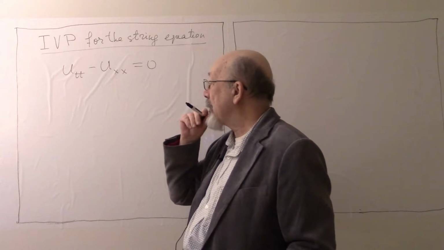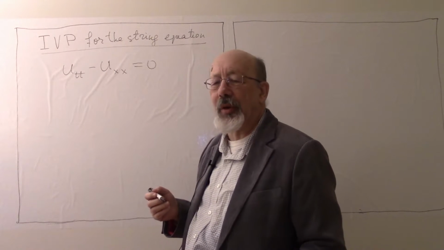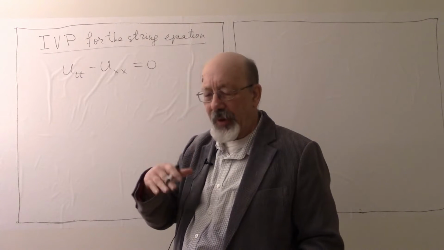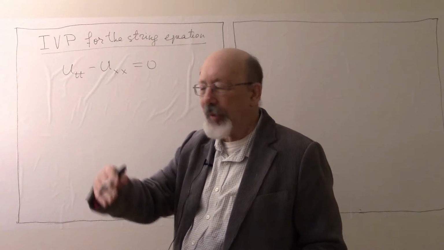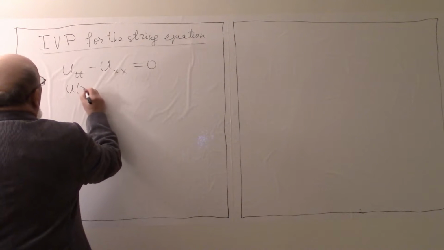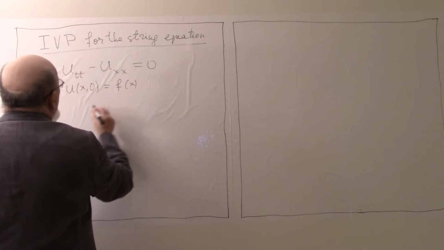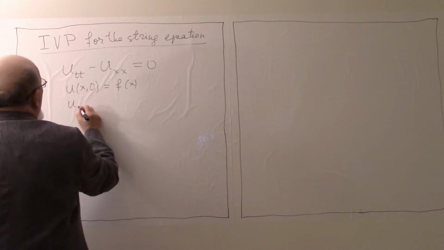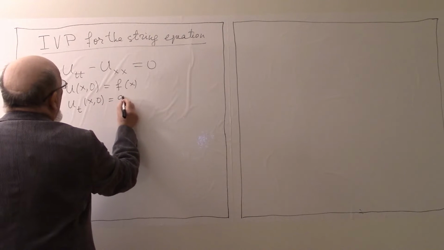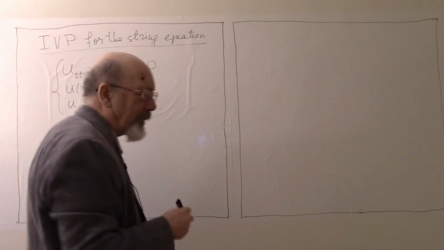This is a second order equation in time, so we need two initial conditions. As usual for mechanical systems, we have to give initial position and initial velocity. So I write u of x,0 equals f of x, and the velocity u_t of x,0 equals some function g of x. Now f and g are given functions.